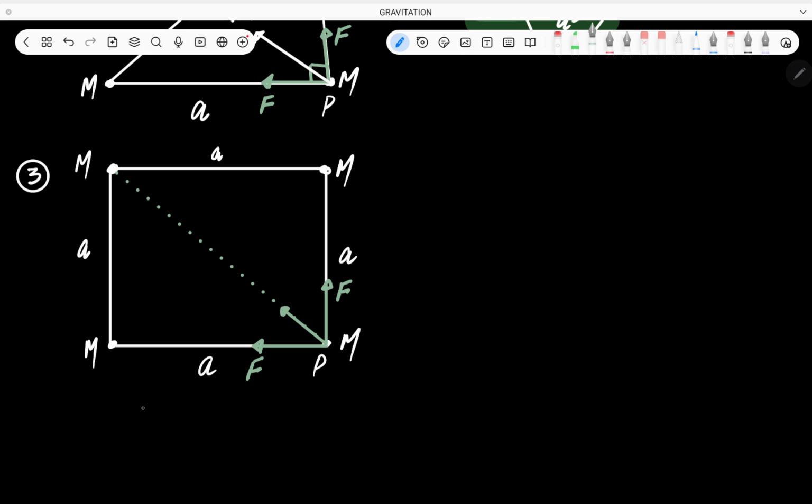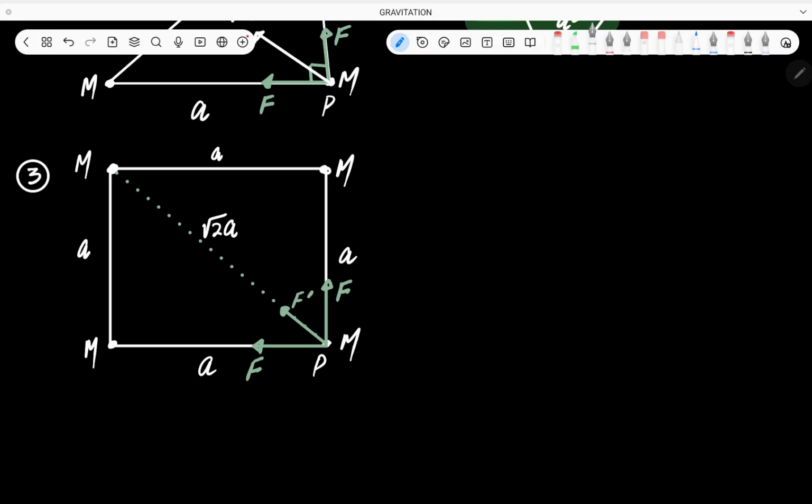But I will not name this force as F. The reason is that the force between this particle and this particle, and the force between this particle and this particle, is the same. The reason is that the mass of the two particles is same, and the separation, this A and this A, is also the same. But have a look, if this side is A, this diagonal will not be equal to A, isn't it? This diagonal will rather be root 2A. So that means this third force will not be equal to F. Let me name it as F dash, which is different from the F.